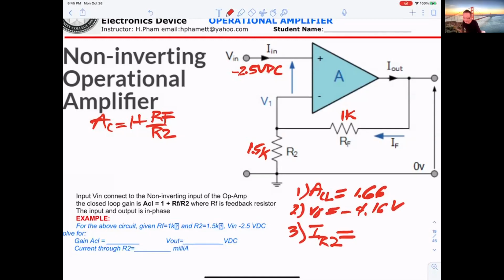Who can get it for me? It's not 1.66 milliamps, is it? 1.66 milliamp. I got 1.066 million. How do we calculate IR2?